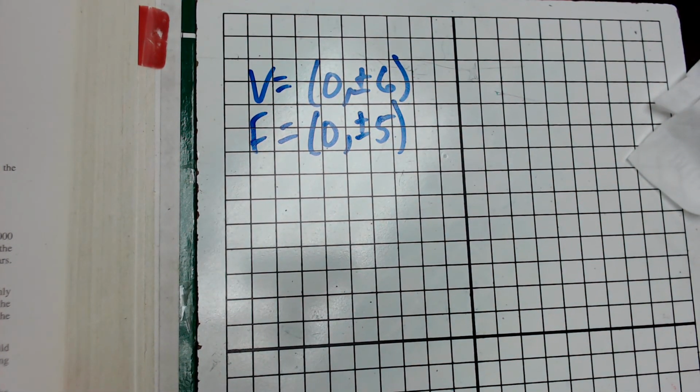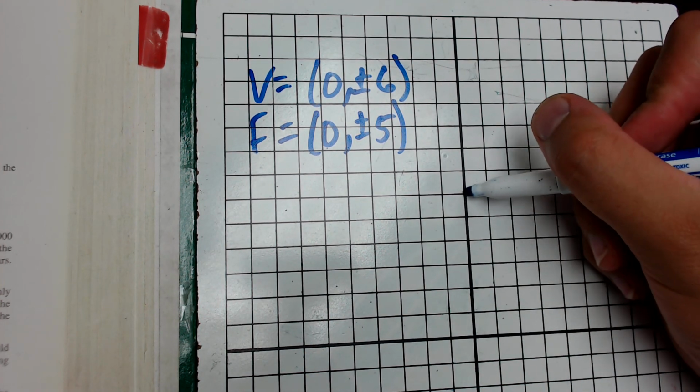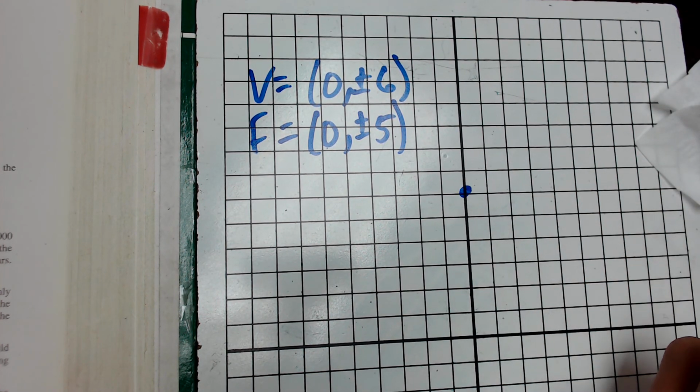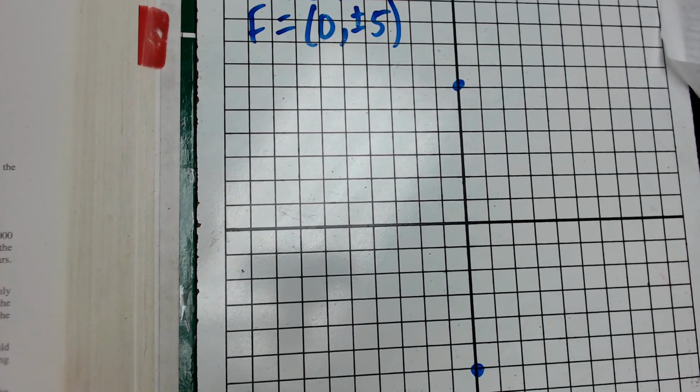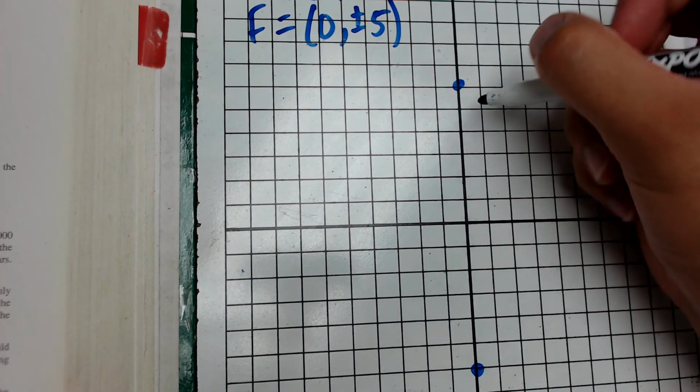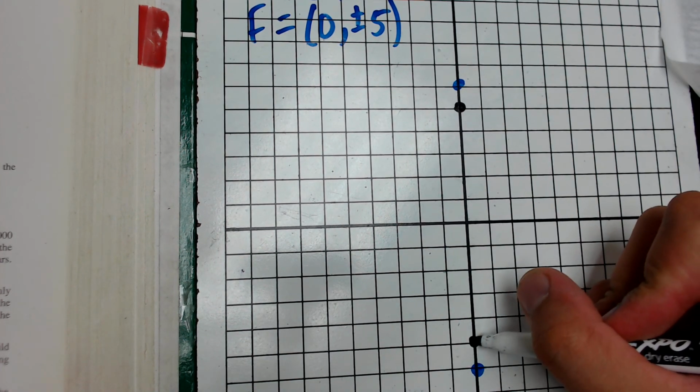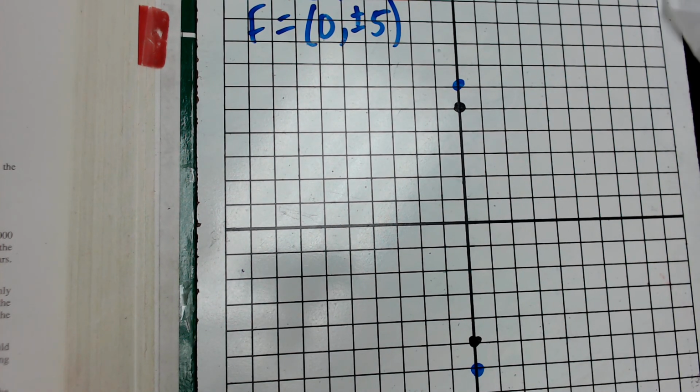All right, so let's go ahead and graph this. Vertices: 1, 2, 3, 4, 5, 6. There's one vertex, 1, 2, 3, 4, 5, 6. It's the other vertex. Okay, and then the foci are going to be plus or minus 5. I'll go ahead and draw those in black. There's positive 5, there's negative 5. So I've got my focal points, got my vertices.